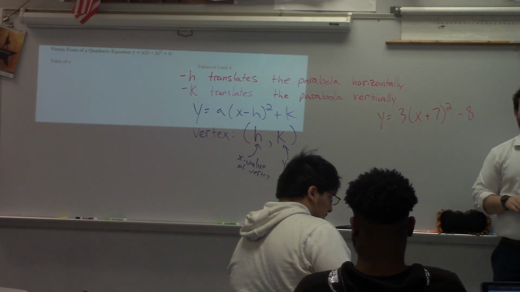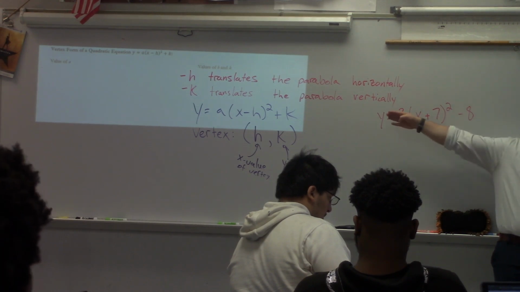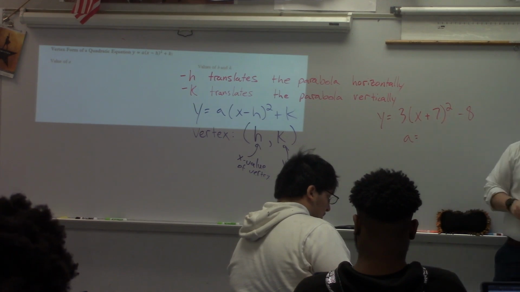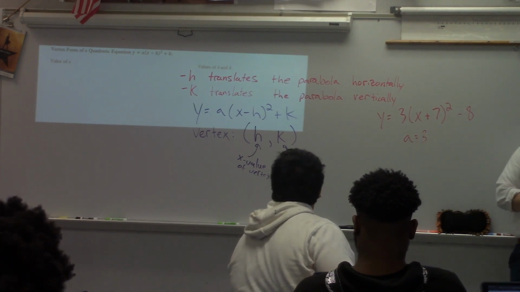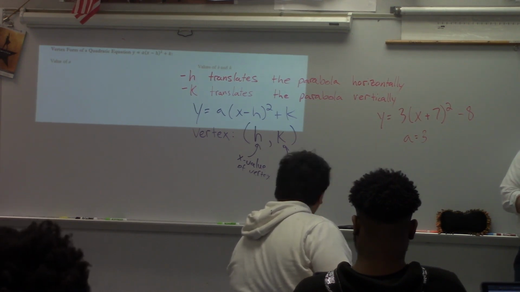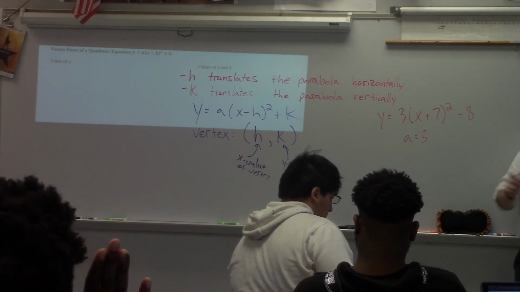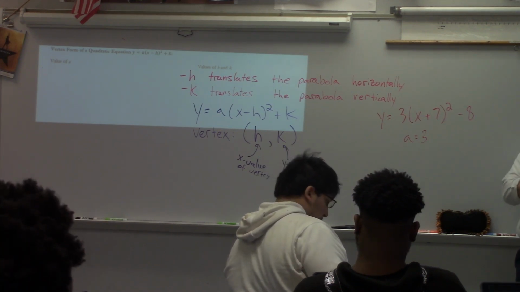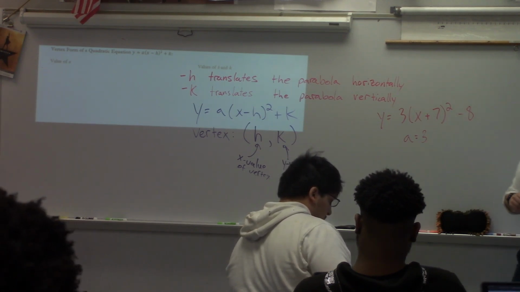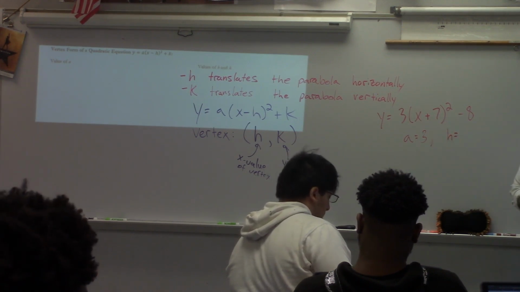Wait, so will h and k be in the parentheses? The h and k are not inside the parentheses. Look at that purple equation and look at this one. First off, what is a in this equation? 3. And that's important because a is controlling what feature? The concavity. The concavity is controlled by a. So that 3 is telling me about my concavity. What is h?